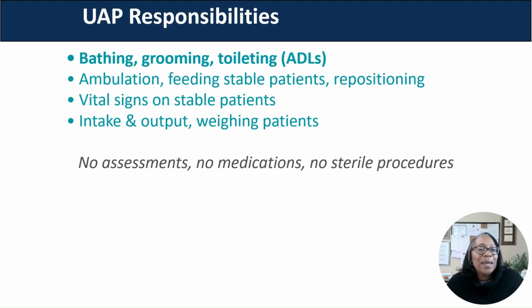So what can a UAP, unlicensed assistive personnel, not do? They cannot give meds. They cannot perform sterile procedures. They cannot do assessments. They cannot handle unstable patients. They cannot feed patients with dysphagia. They cannot report interpretation of vitals. They can only report the number. The RN does the interpretation. So a UAP helps maintain safety and comfort while the licensed staff handles judgment and clinical risk.